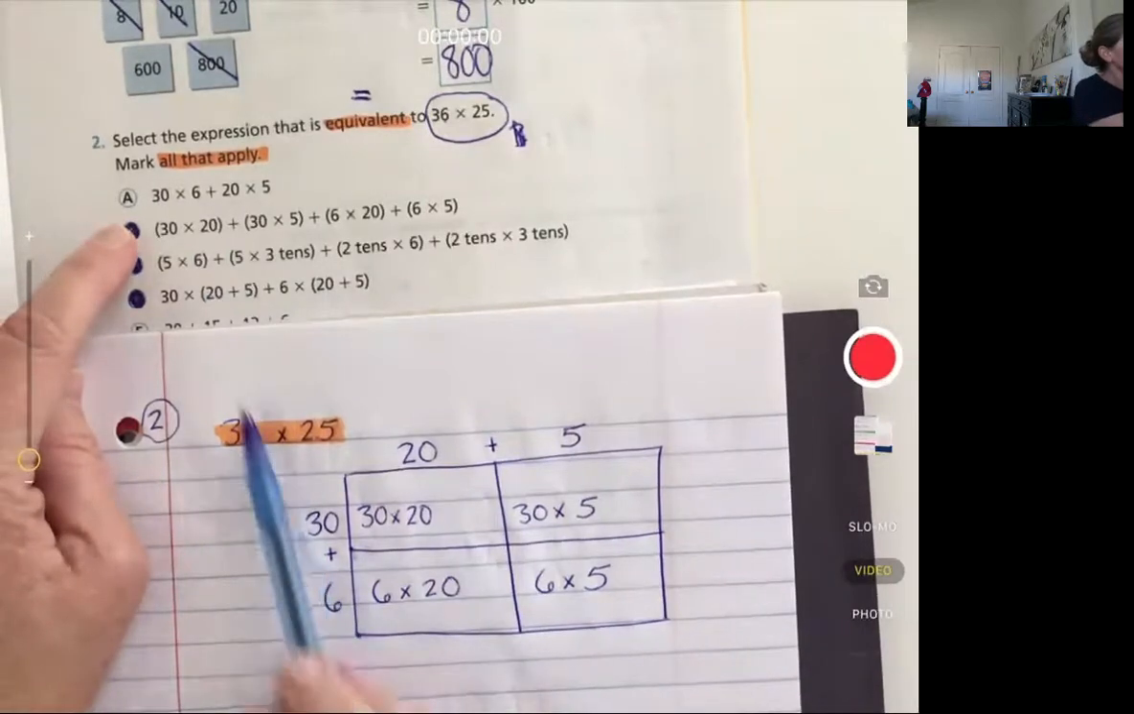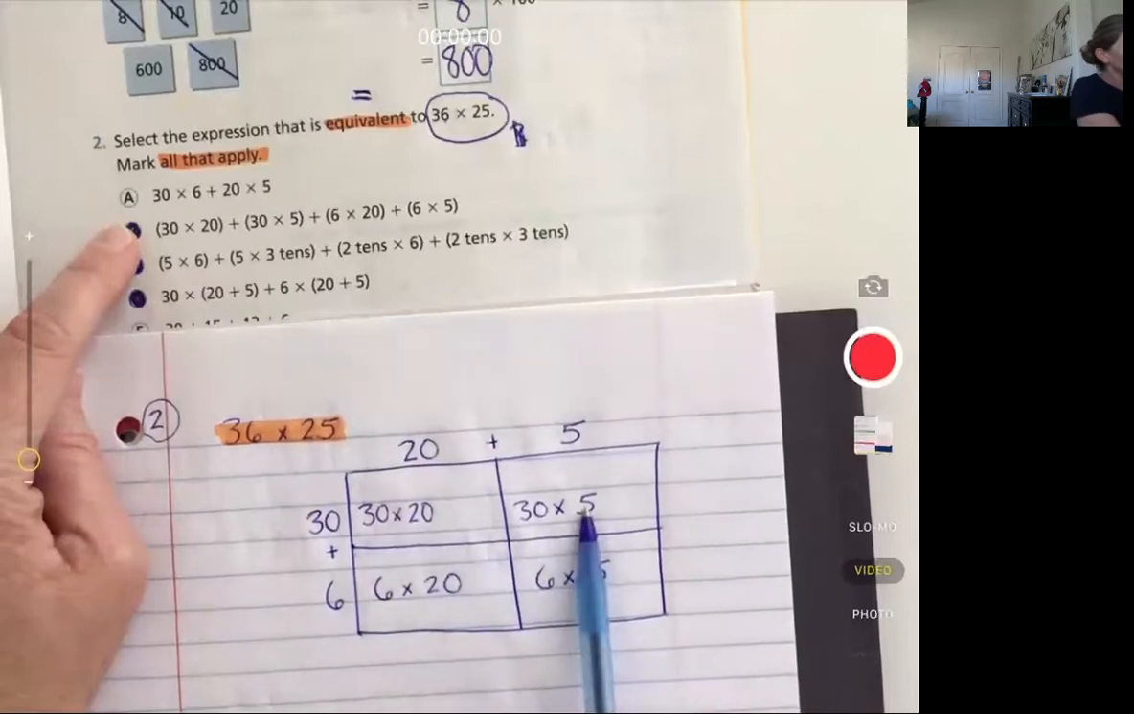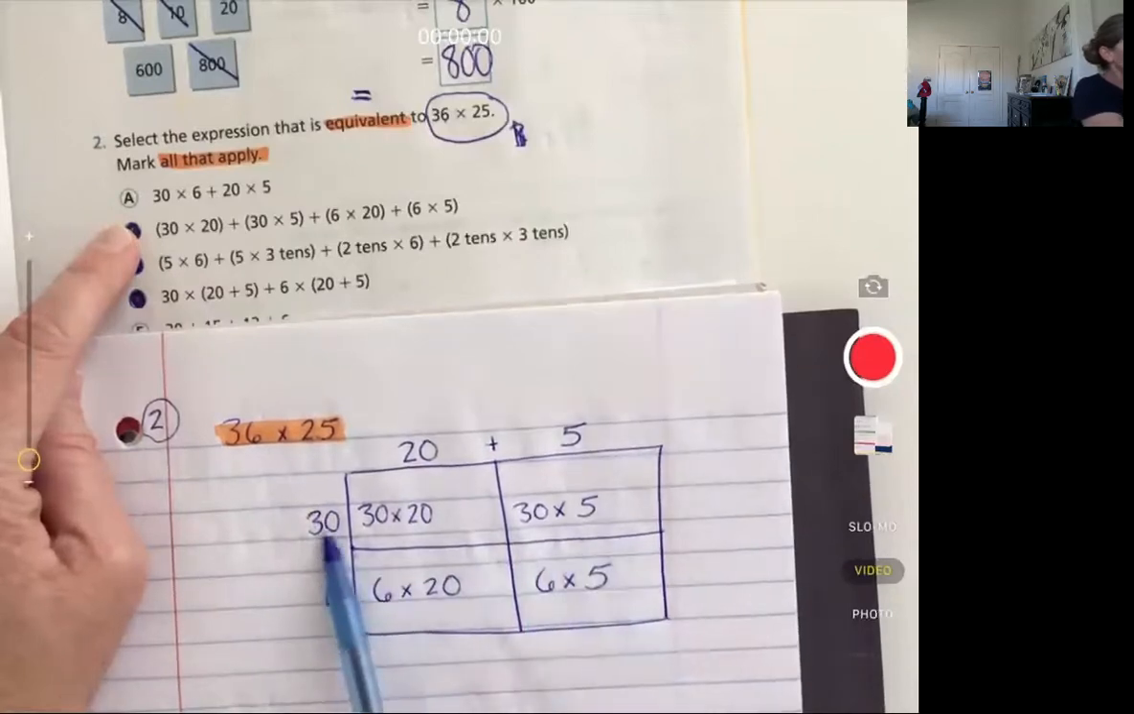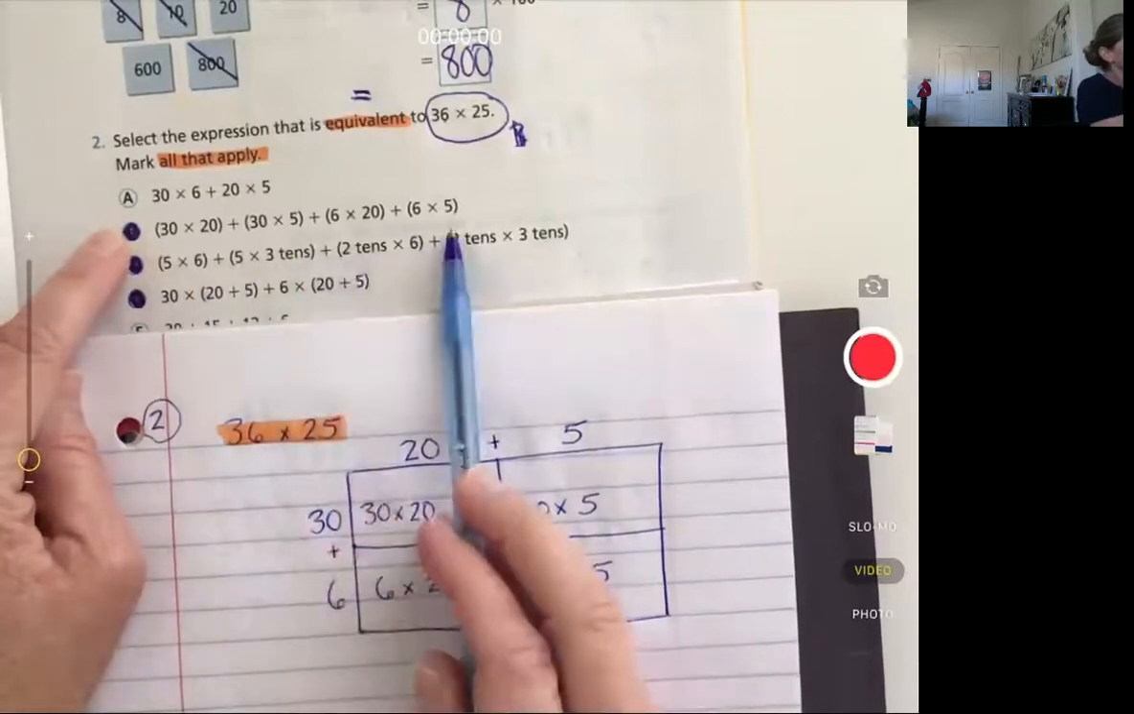Now B, look here, 30 times 20 plus 30 times 5, right? So this multiplied out to each of these numbers, plus now the 6 multiplies out to each of these numbers. So that's what this is showing.